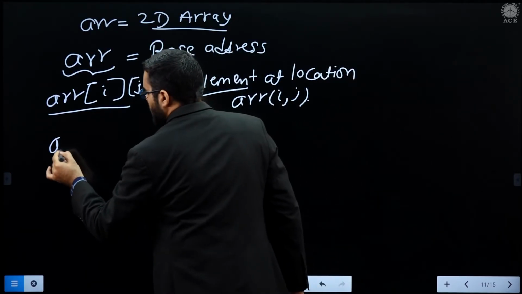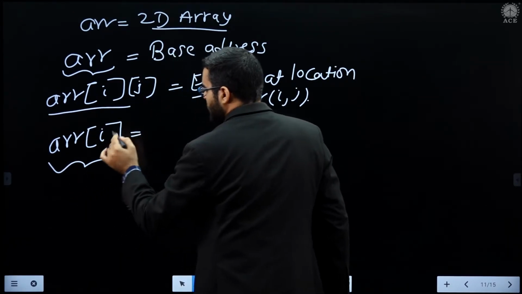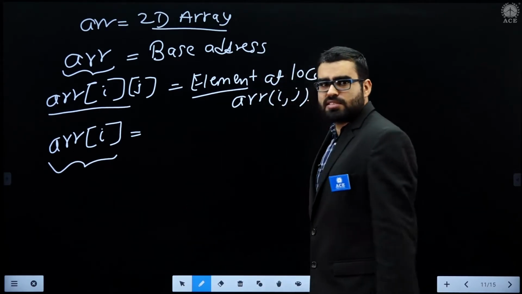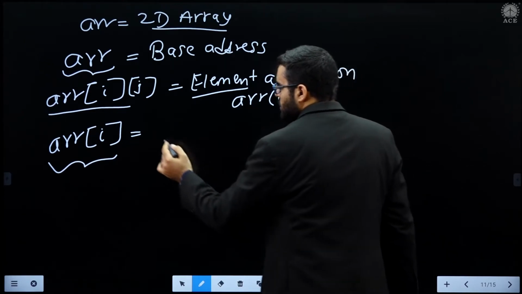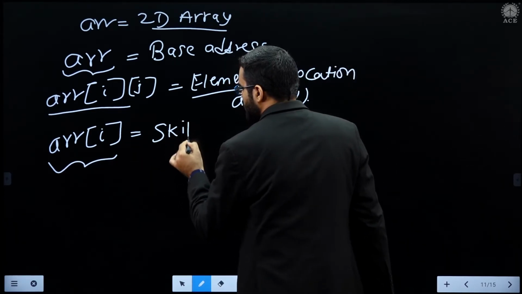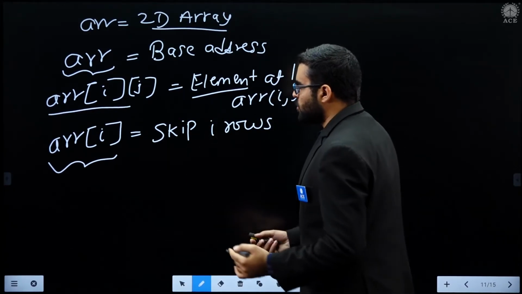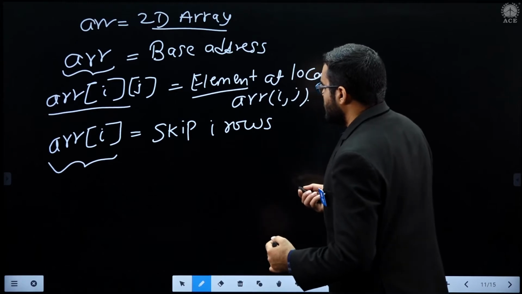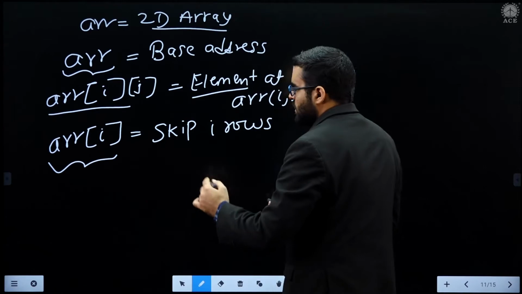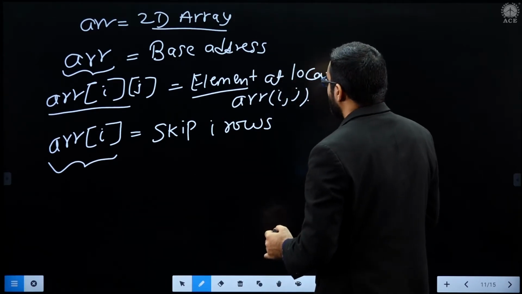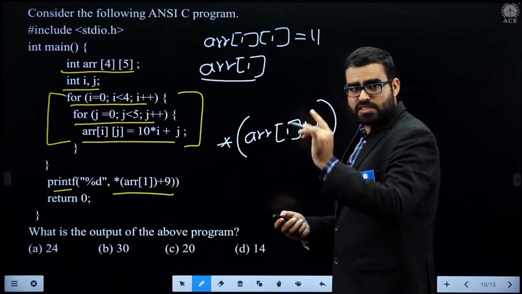Now if I write ARR of only I, what does it mean for a 2D array? It means skip I rows. It only means skip I rows. And also let me tell you one thing: ARR of 1, what will that be? Here ARR of 1 means skip one row.